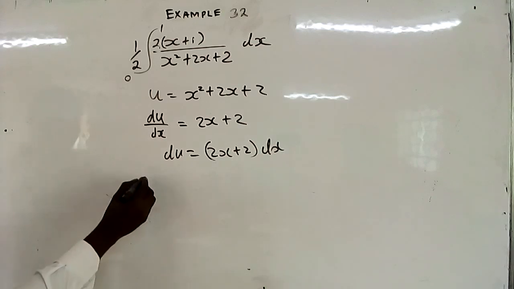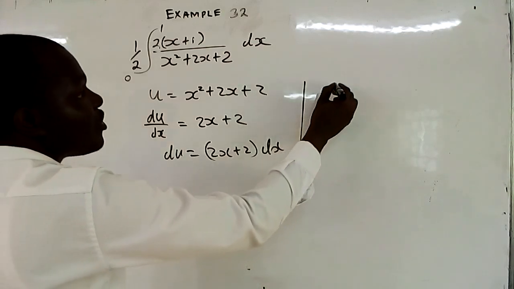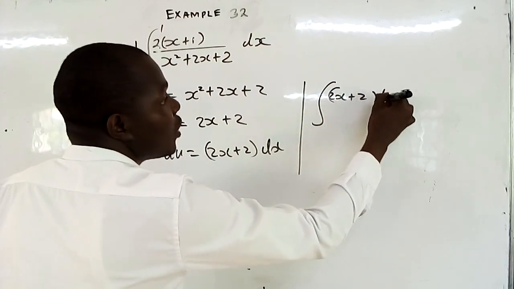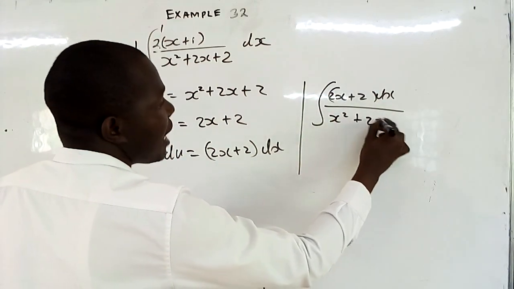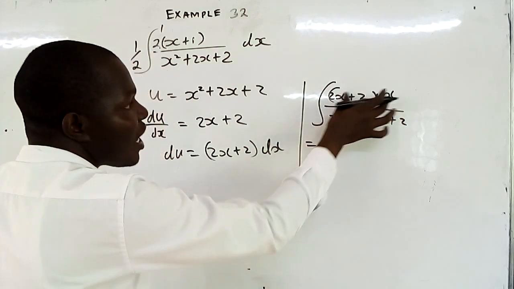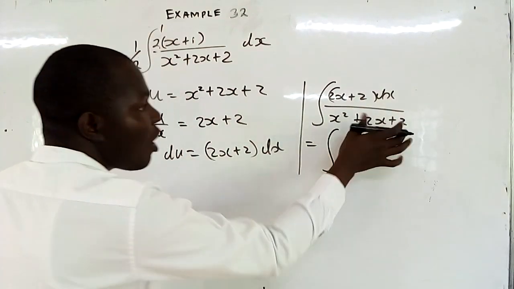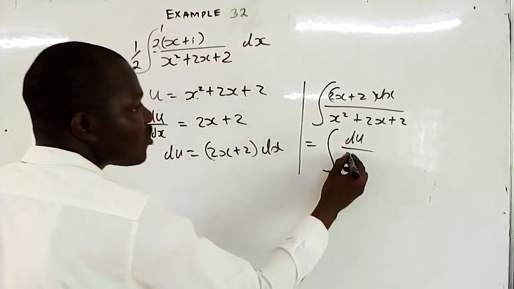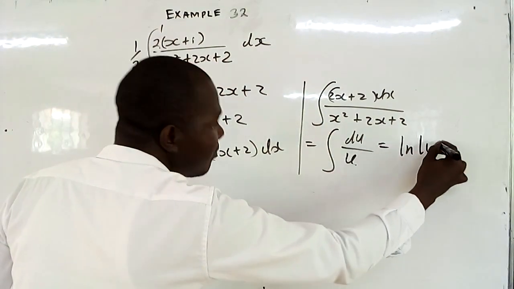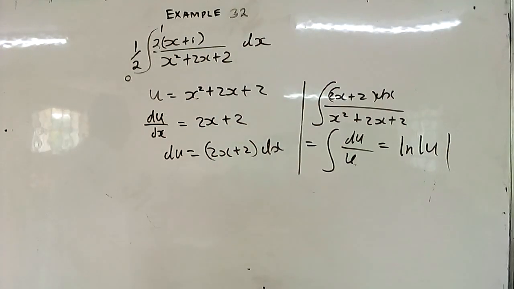So if the whole of that numerator is du, you can now see, if you substitute, it is 2x plus 2 dx over x squared plus 2x plus 2. So 2x plus 2 dx is the same as du, over x squared plus 2x plus 2, that is u. So what is du over u? It is ln of u. See, du over u is ln of u; dx over x is ln of x. Can you remember integrating functions which result into logarithmic functions? Integrating dt over t gives ln of t, isn't it?